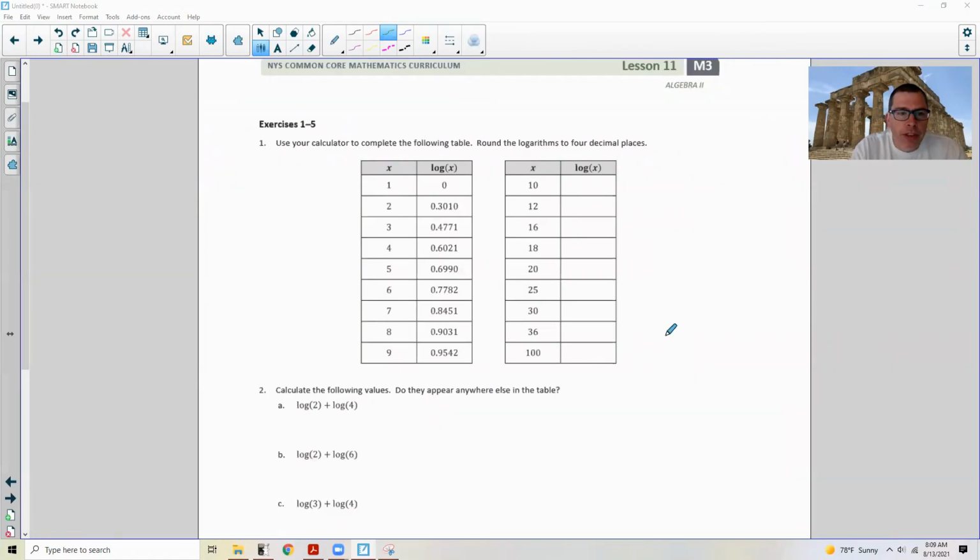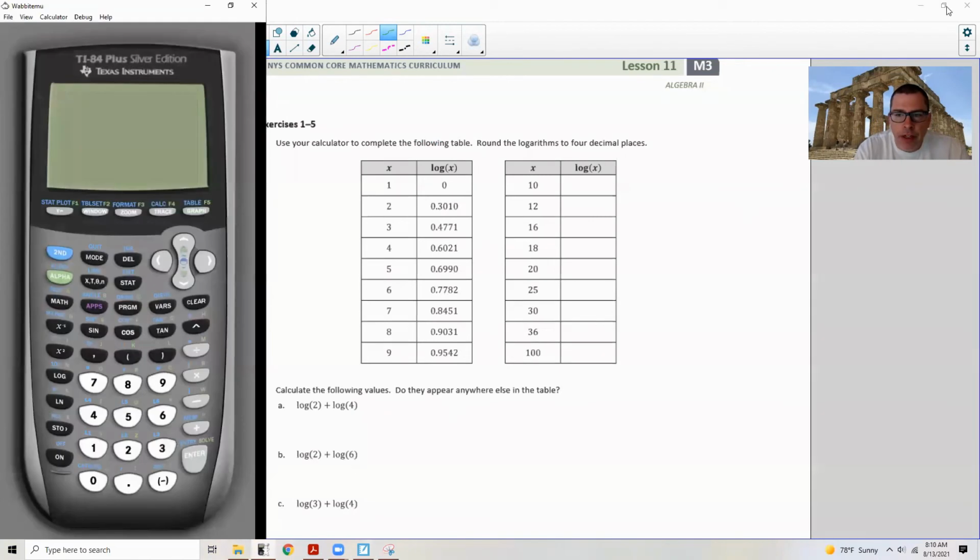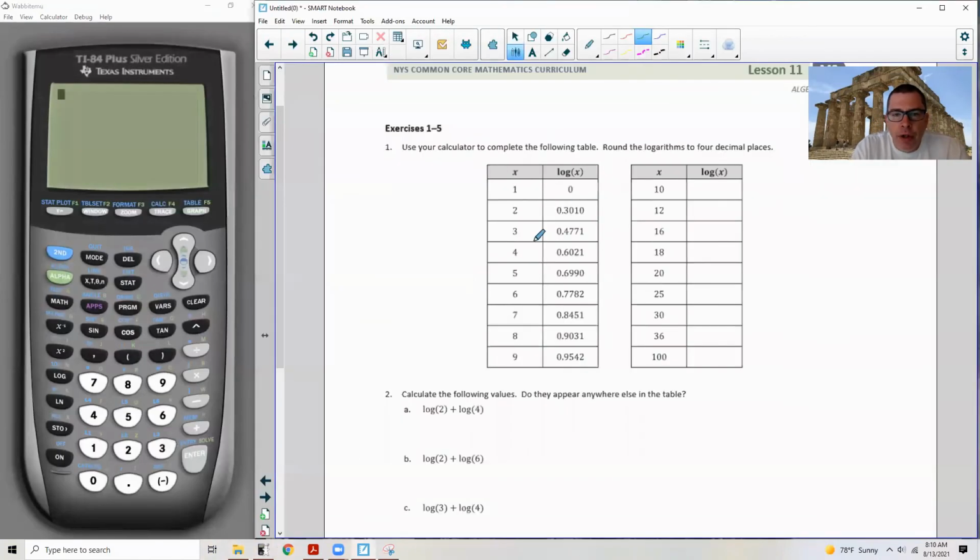Okay, page 2 brings us to the exercises. So pause the video, see if you can do these without watching this first, and then come back and watch the video and check your solutions. So it says to use your calculator to complete the following table. So let me open my calculator up and share. All right, so here we go. It says round to 4 decimal places.